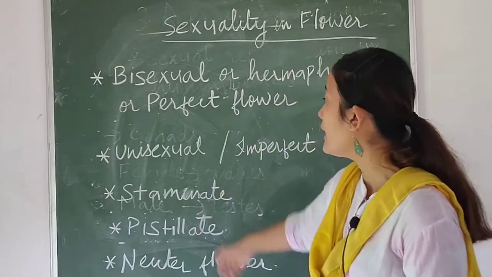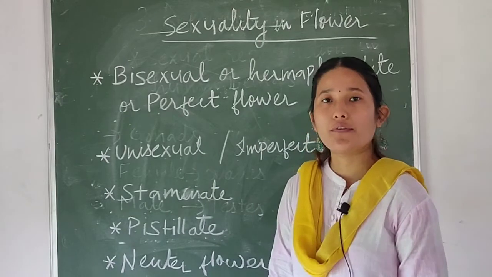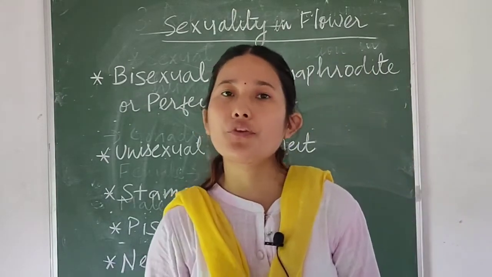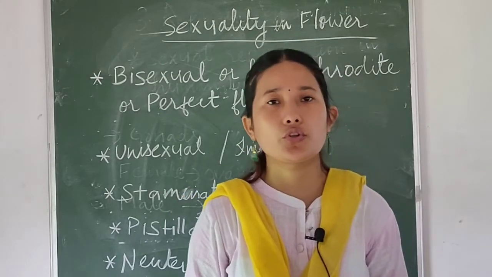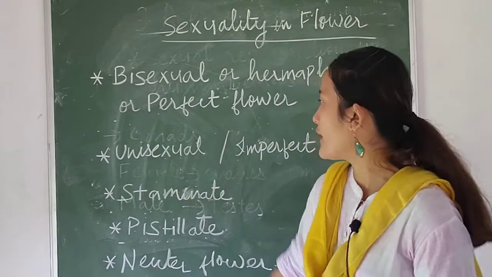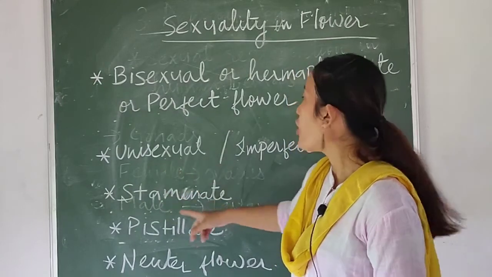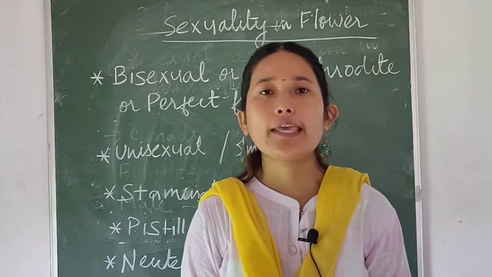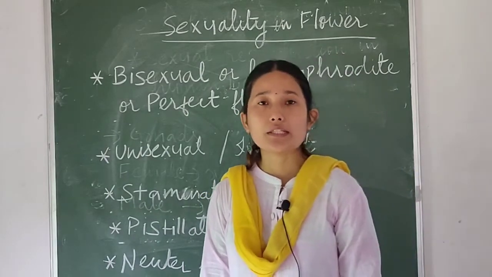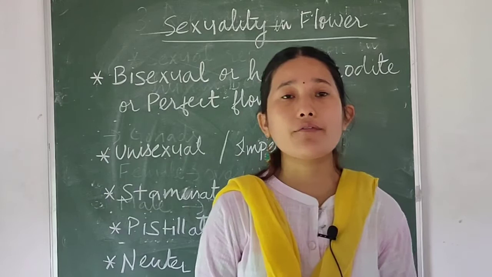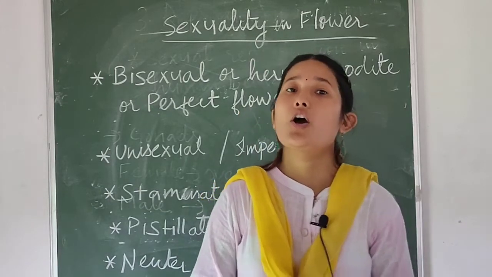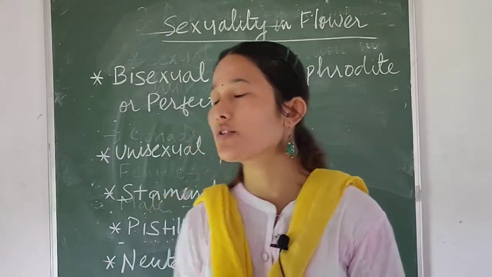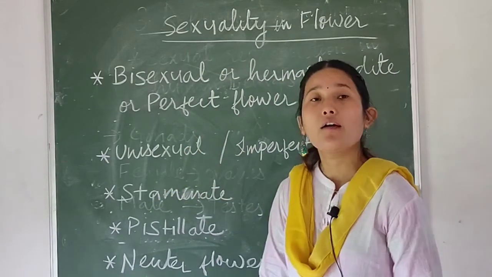Next is your unisexual flower, uni meaning one. That means you have either male or female reproductive part, not both. Either one of them. So that is referred to as unisexual, or also as an imperfect flower. Examples are maize and papaya. The flowers of these plants have either a male or a female reproductive part, not both.